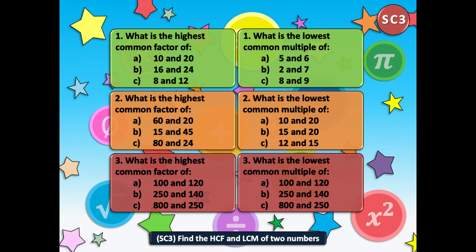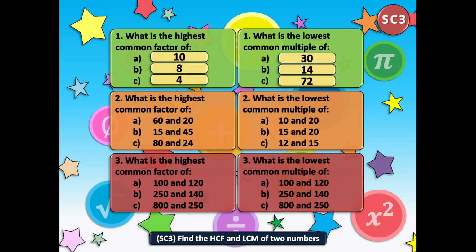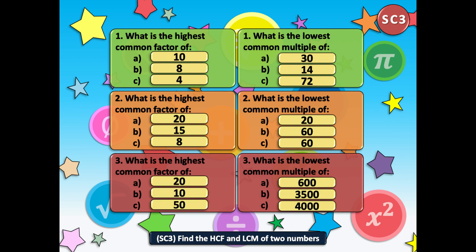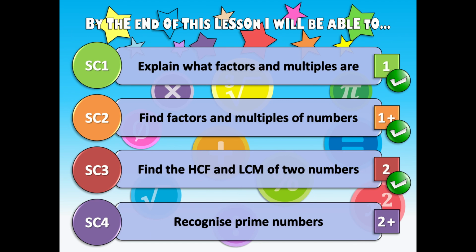Here are some questions for you to have a go at. Pause the video, and when you're ready to mark your work, press play. Here are your answers. So there's your green answers, there's your amber answers, and there's your red answers. And now we've completed success criteria 3.